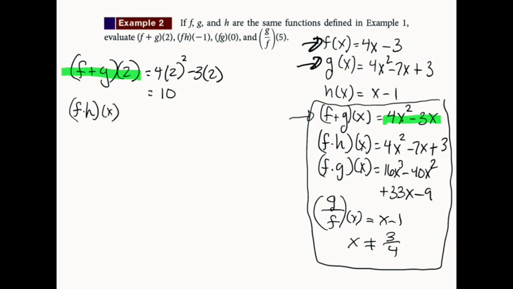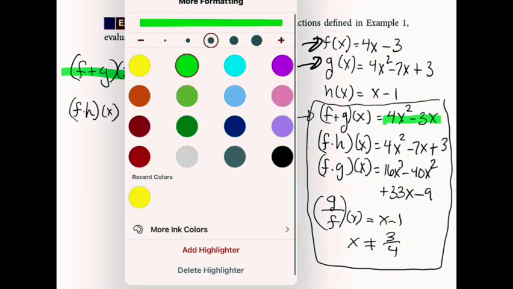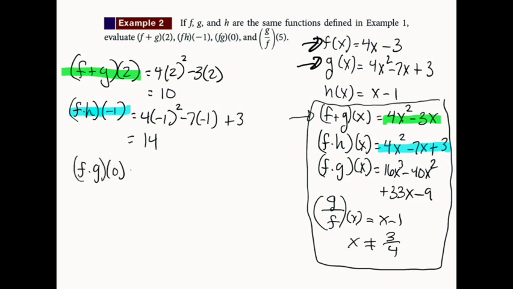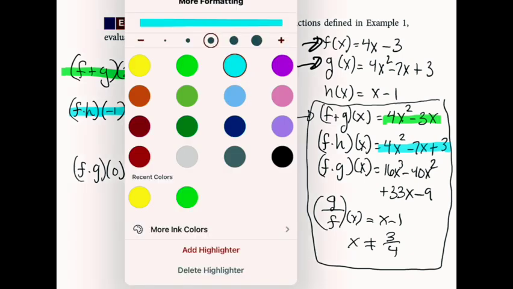Let's see, the next question says find f times h of x, and we need to plug in -1. Let me actually put that in there. Okay, so I'm going to take -1 into our f times h. When we do that, we're going to get 4 times -1 squared minus 7 times -1, and then plus 3. When we simplify that, we're going to get 14.